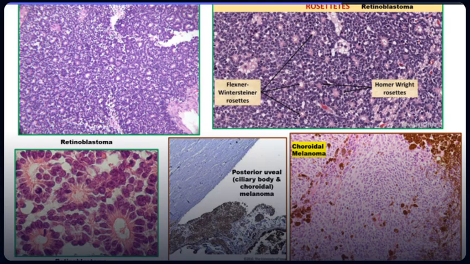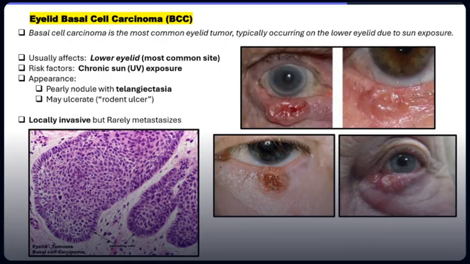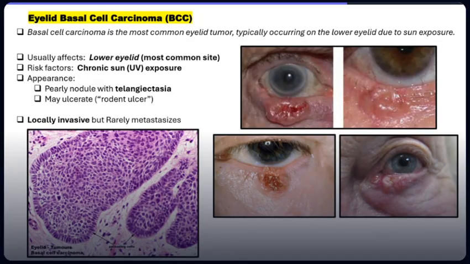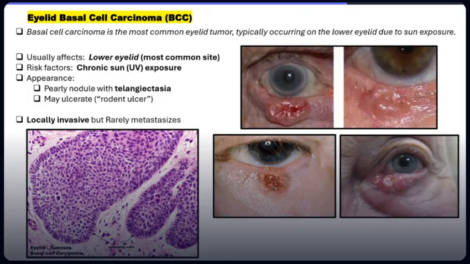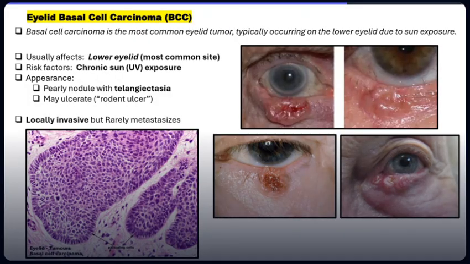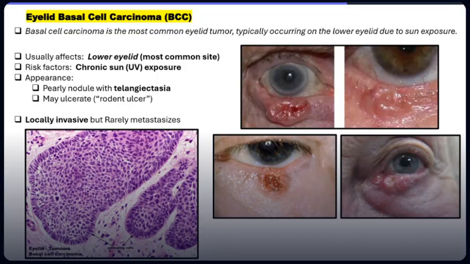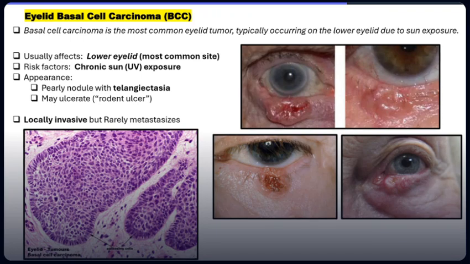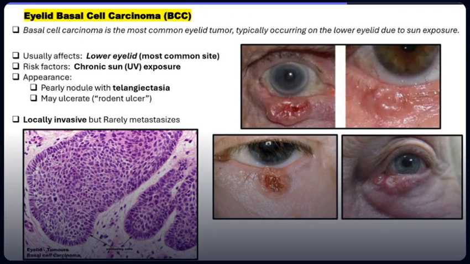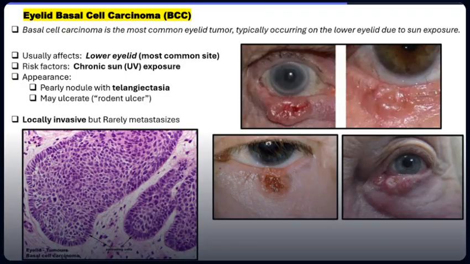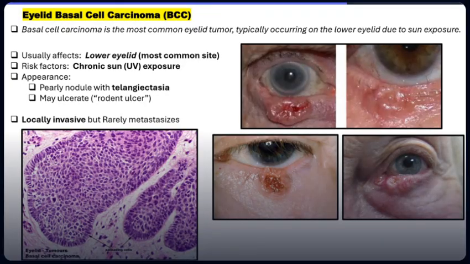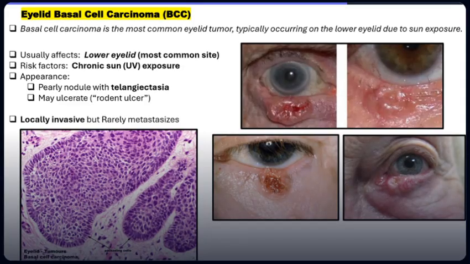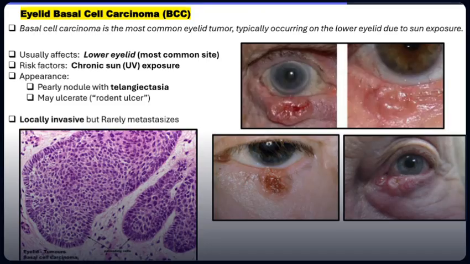Basal cell carcinoma represents the most prevalent neoplasm of the eyelid, specifically targeting the lower lid, where cumulative ultraviolet radiation induces malignant transformation in the basal layer of the epidermis. Observe the clinical morphology. These lesions manifest as pearly nodules with prominent telangiectasia, small dilated blood vessels, and can progress to central necrosis or a rodent ulcer as the tumor cells outpace their nutrient supply.